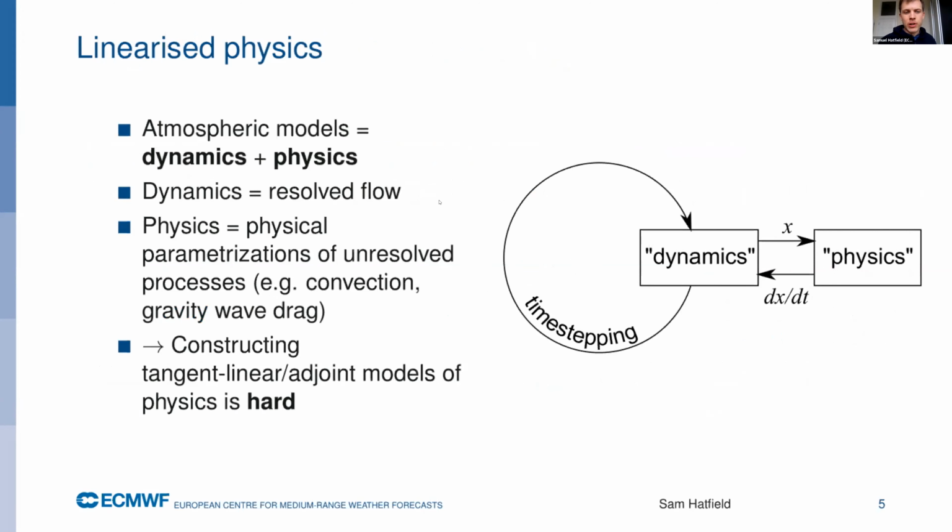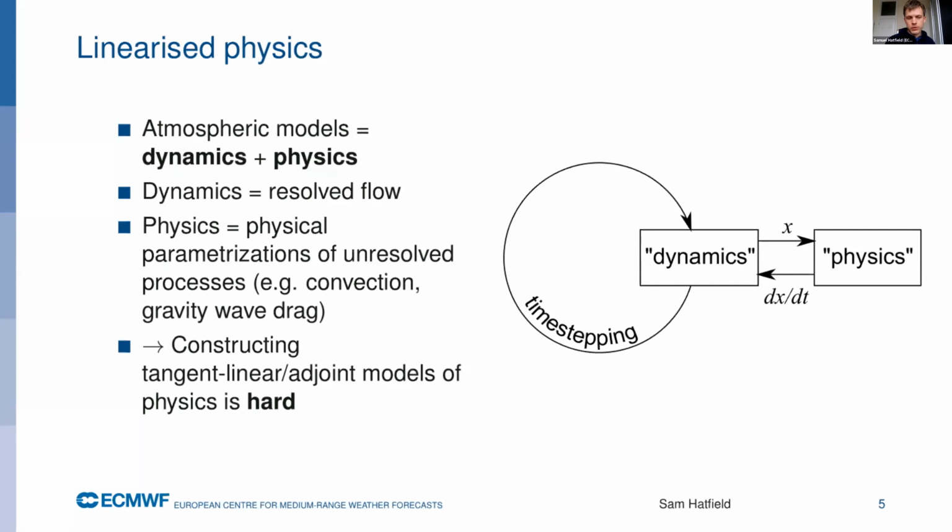Now, as for the atmospheric model itself, what's going on inside that M, that nonlinear model operator, our atmospheric models are typically decomposed into two parts. There's the dynamics, which is the resolved large-scale flow, which can be solved using a cut-down version of the Navier-Stokes equation. But there's also what we call the physics. These are the physical parameterizations of processes that go on at smaller scales than can be resolved by the model mesh. Things like, for example, convection, which can occur over scales of only 100 meters, and drag due to gravity waves.